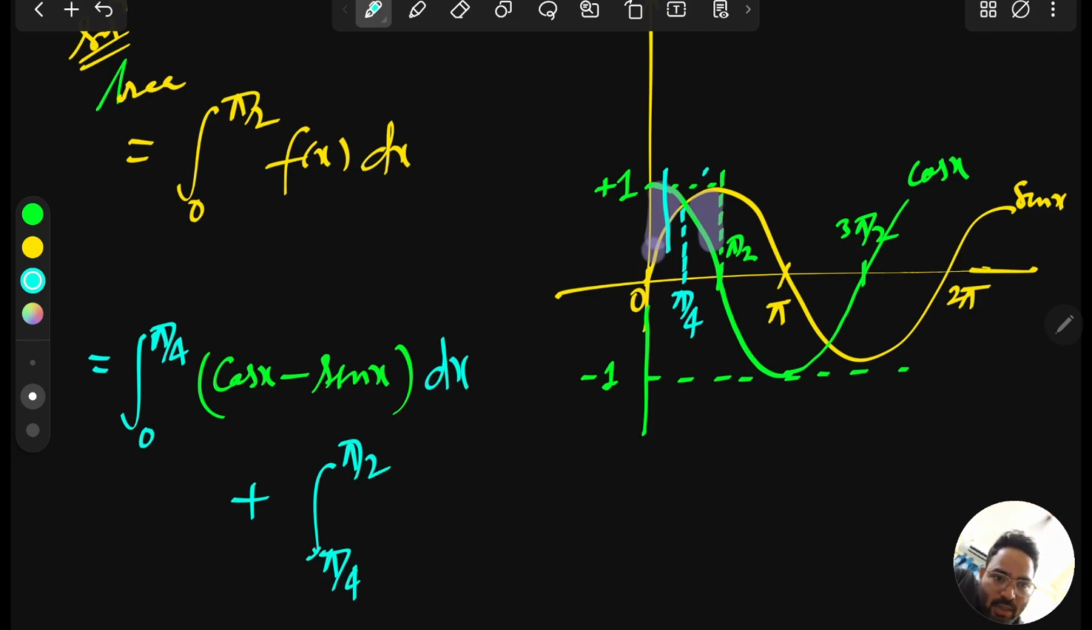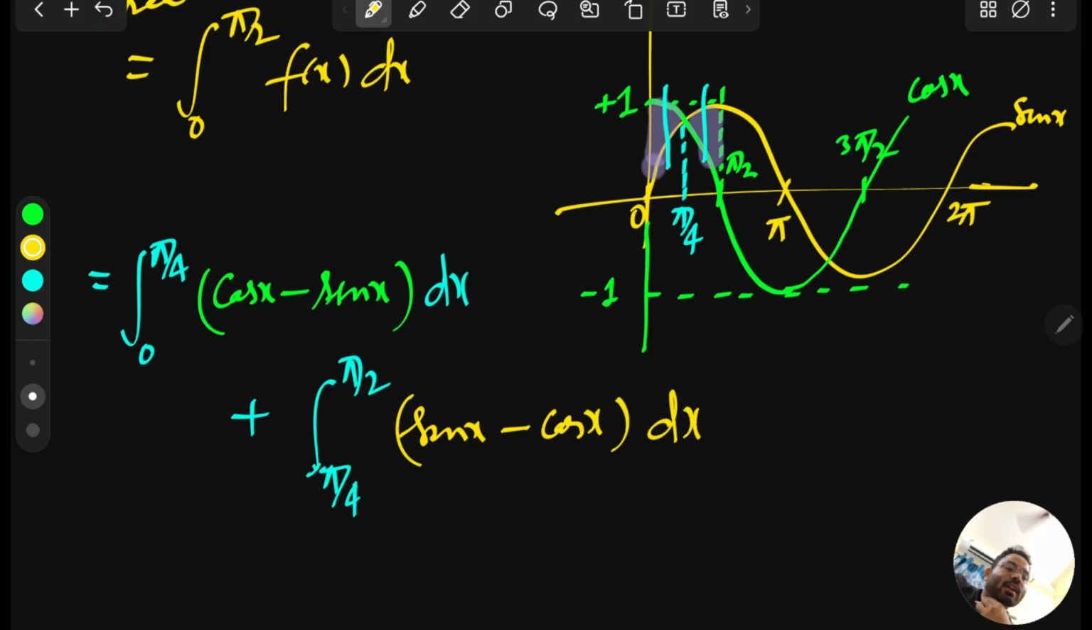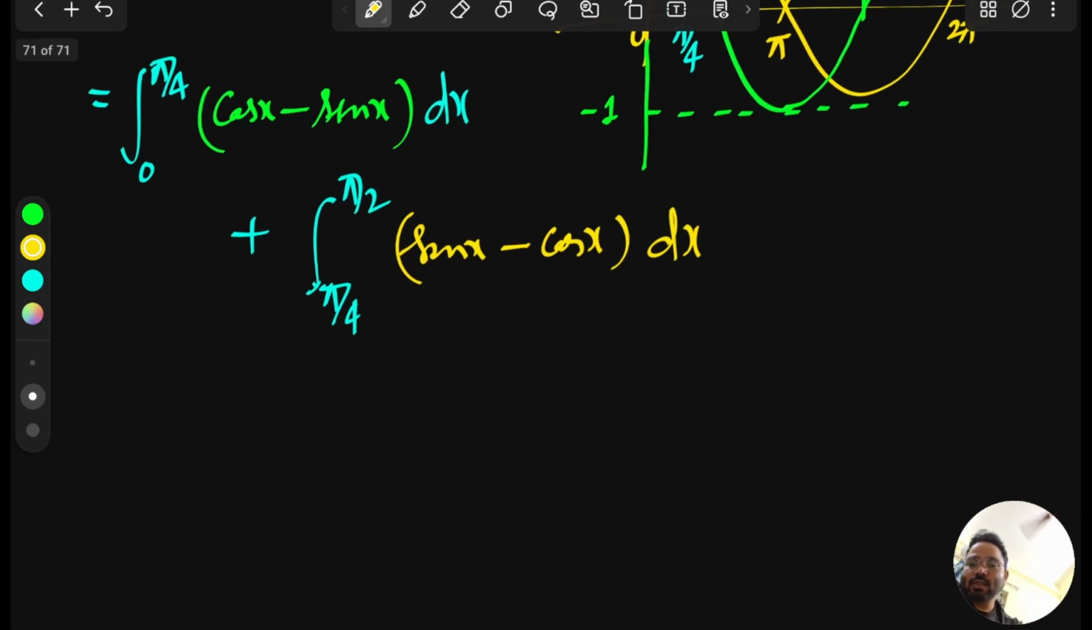Now come to this point again. If you draw the vertical line, which one is upper? Sin x is on the upper side, and cos x is on the lower side, so sin x minus cos x. You have to understand here which one is the upper side and which one is the lower side, so you have to figure out which one is the top curve and which one is the bottom curve. Now just integrate and you will easily get the answer.